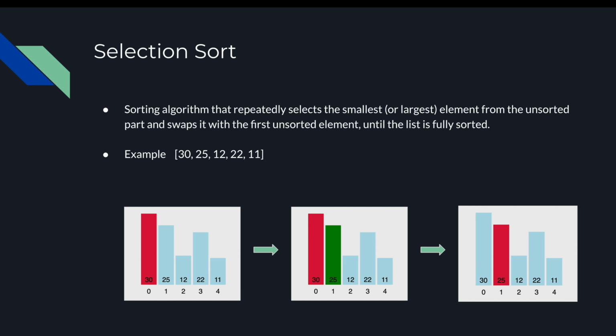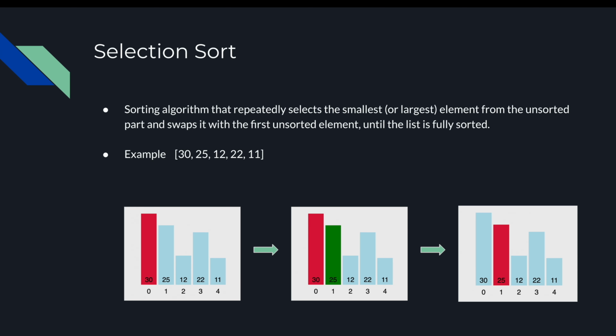Alright, hi everyone. Let's continue with our data structures and algorithm series. In our previous video, we looked at a sorting algorithm that was bubble sort. And today we are going to see another sorting algorithm that is selection sort.